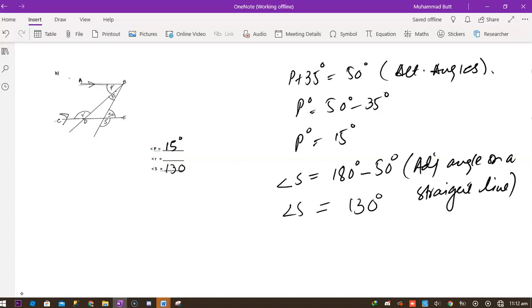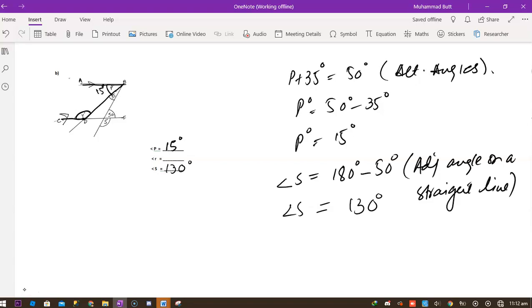Now students, you have found out the value of angle S, you have found out the value of angle P, only angle R is left over here. And look at this. We have found out the value of P and it is 15. Just forget about this part. We'll talk about only angle Y, this transversal, these two parallel lines, and angle P.